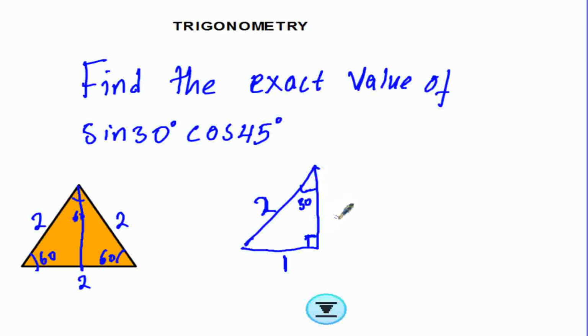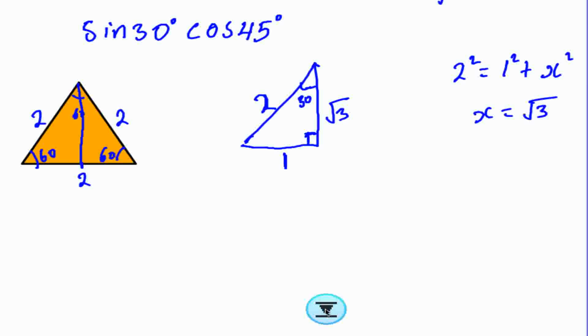We can find this adjacent using Pythagoras theorem, which is 2 squared is equal to 1 squared plus, let's call it x squared. So our x will be the square root of 3. So this one is square root of 3. And now we can use it to find sine 30.